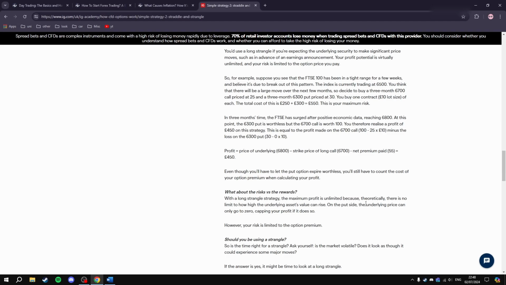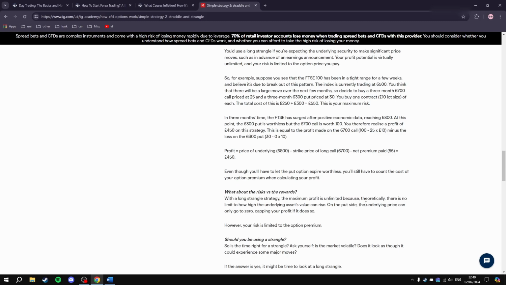So expecting it to rise, right? Buy a 3-month call. In 3 months' time, the FTSE has surged off of positive economic data, reaching 6800. At this point, the 6300 put is worthless, but the 6700 call is worth 100. You therefore realise the profit of £450 on this strategy. This is equal to the profit made on the 6700 call minus the loss on the 6300 put. So profit equals price of the underlying 6800 minus 6700, which is the strike price of the long call, minus net premium paid 55, which is 450.